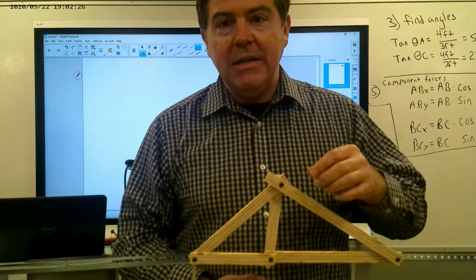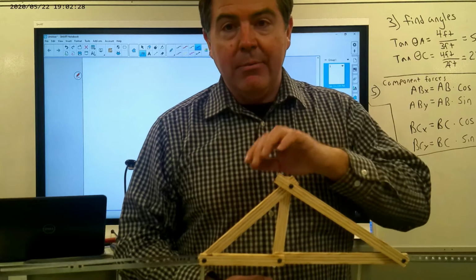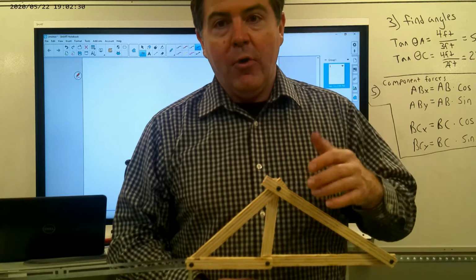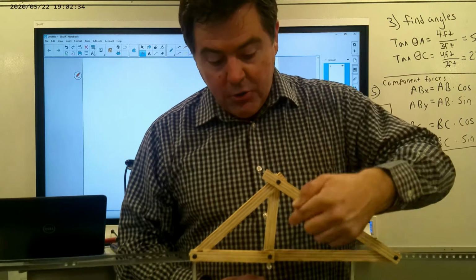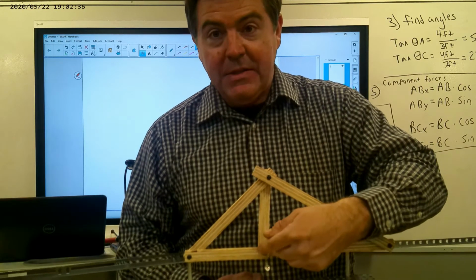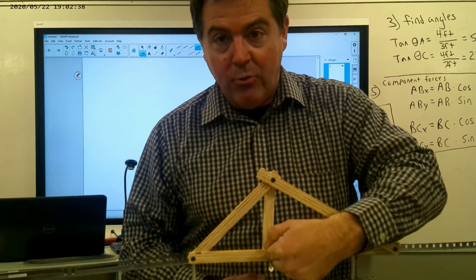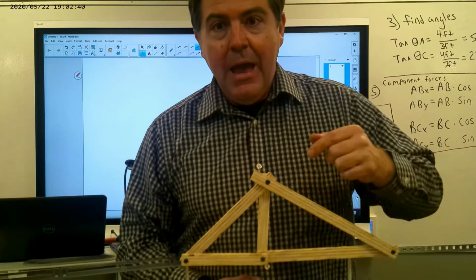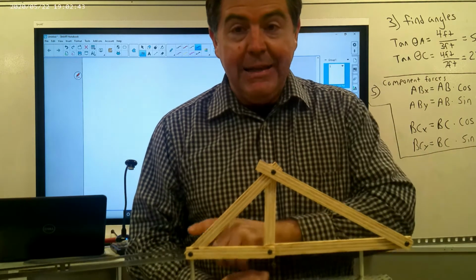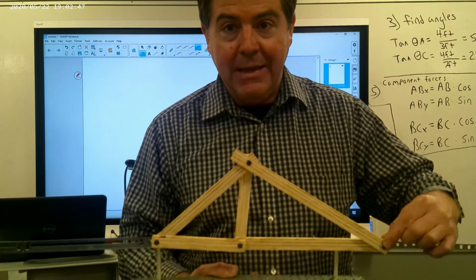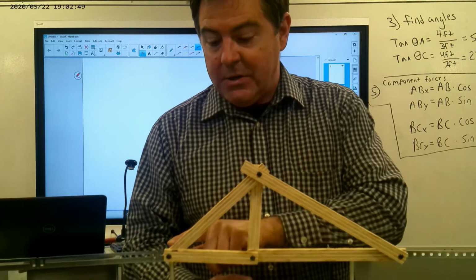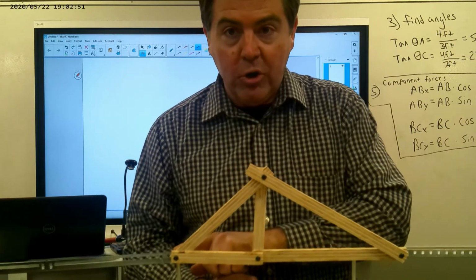So each individual member needs to be able to support its load in order for the truss to be able to stay standing. Our truss is going to have, in this example, an 800-pound downward force pulling on it, and it's going to be supported at each end. At one end, it's going to be supported by what we call a pinned connection, and at the other end, it's going to be supported by what we call a roller connection.